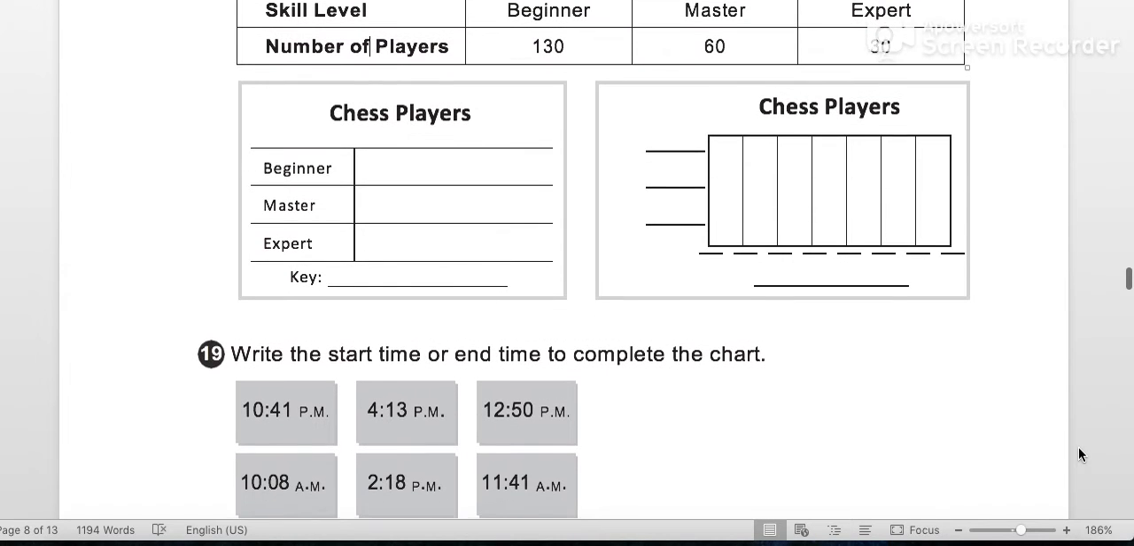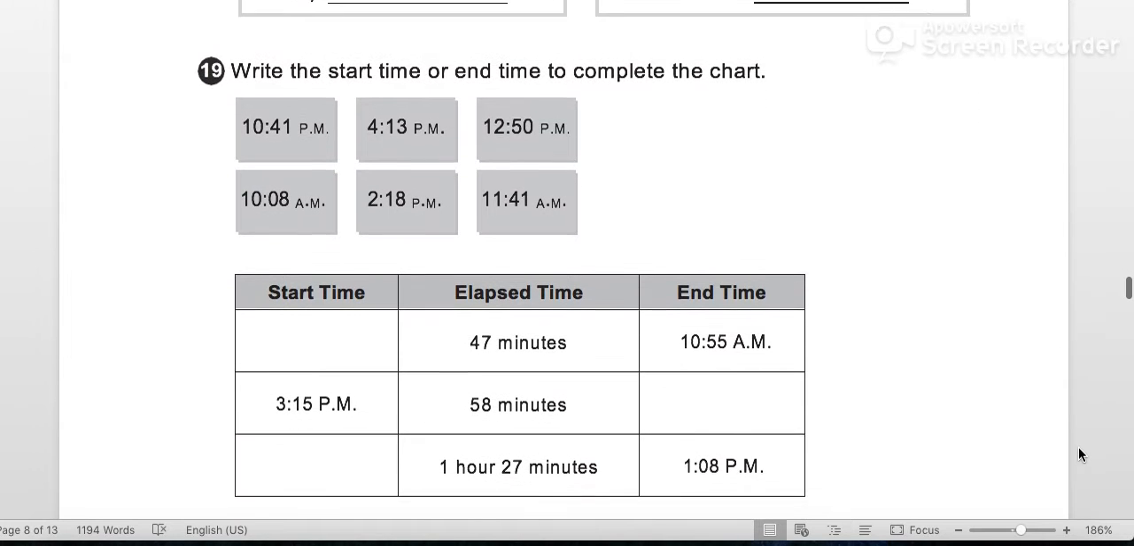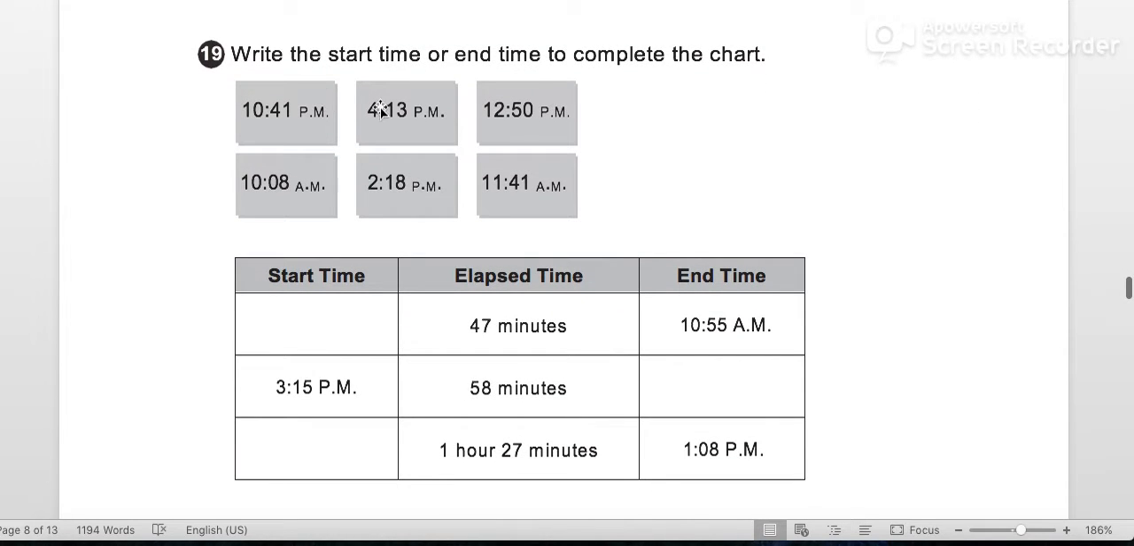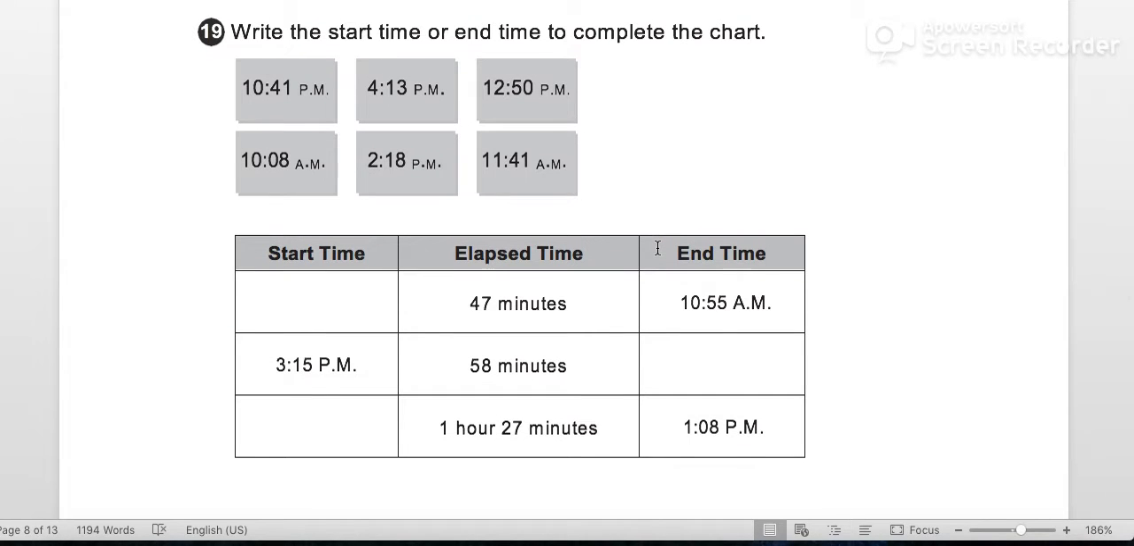Number 19, you're going to use the times in these boxes to complete the chart. So for example, you are going to put in the start time, and then if 47 minutes elapsed, what is your end time? 10:55. So it's kind of like a puzzle. You have to fit the pieces in, but you also have to do math to solve those.